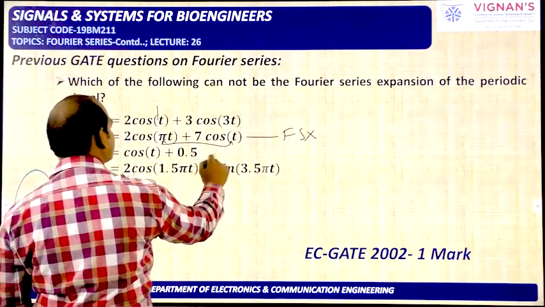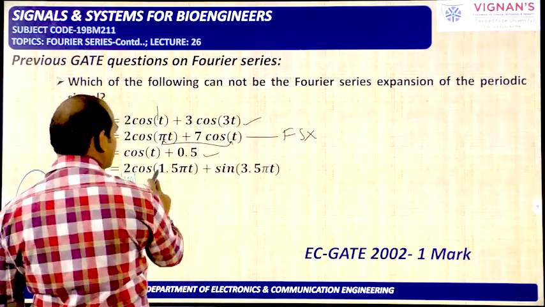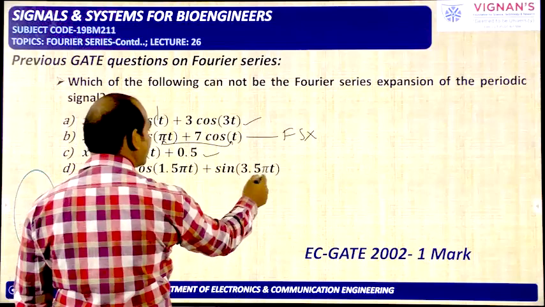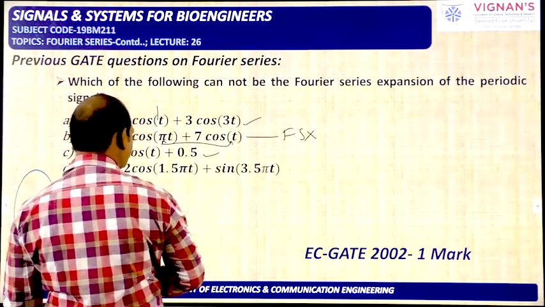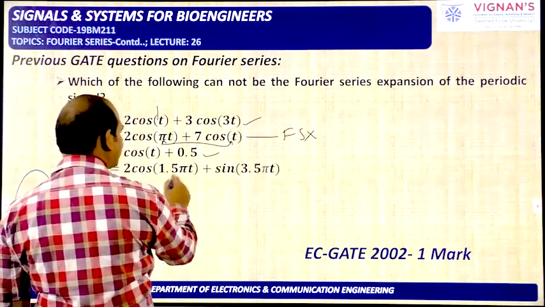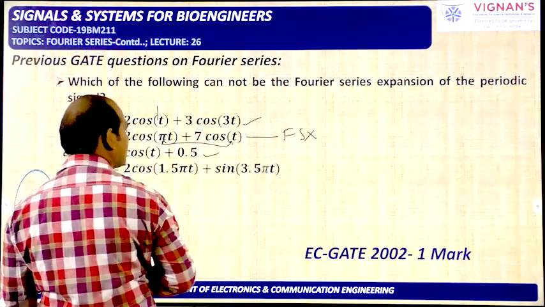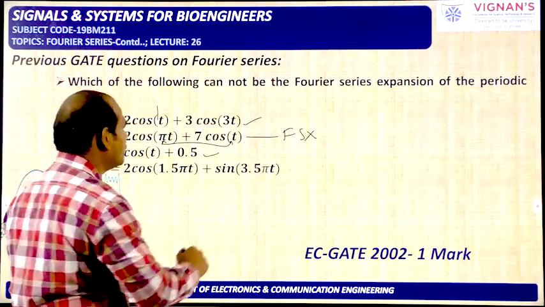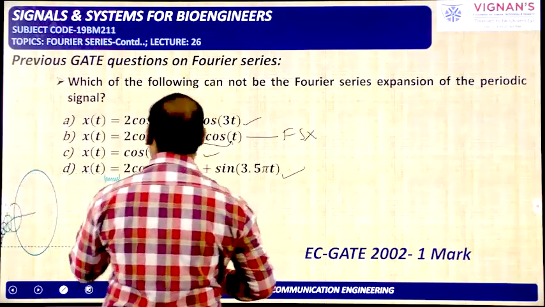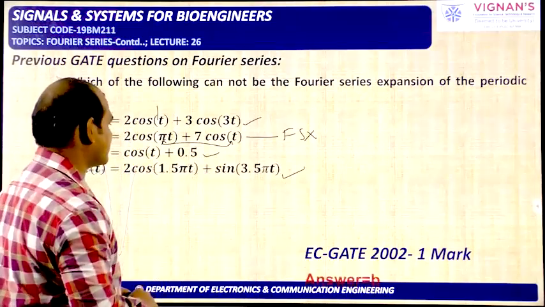DC term, cos term, it is also valid. And here 1.5 into pi t, here 3.5 into pi t. So I think 0.5 into pi we can take as omega naught, and it is a multiple of 3 and a multiple of 7. Like that we are able to take. So it is also a Fourier series only. So the option is B, that is not the Fourier series.